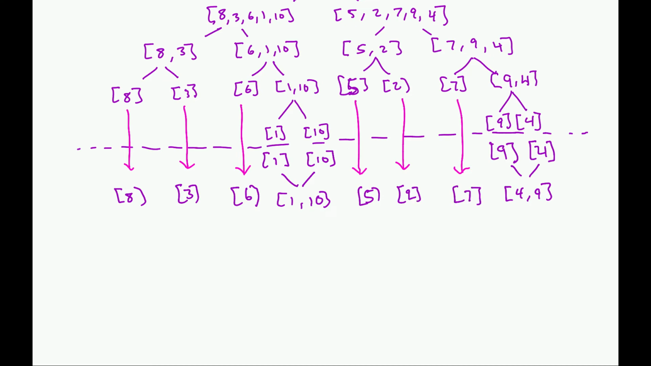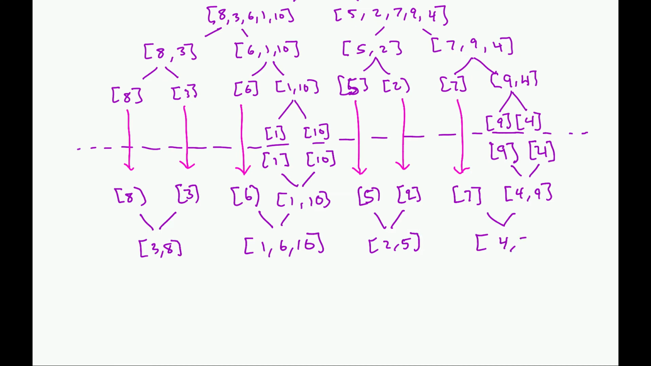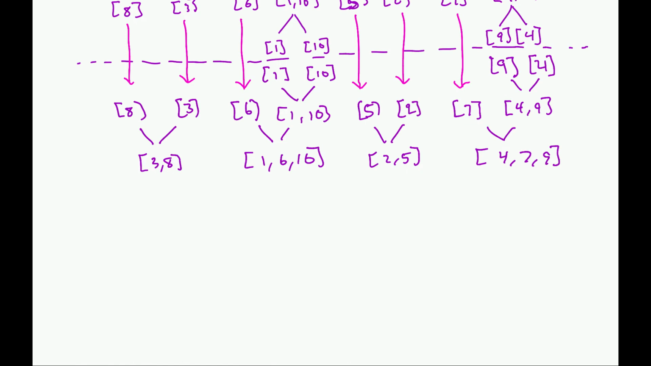And then we can start combining them again. So the 8 and the 3 will become a 3 and an 8. The 6 and the 1 and the 10 will become a 1, 6, 10. The 5 and the 2 will become a 2 and a 5. The 7 and the 4 and the 9 will become a 4, 7, 9, right? Keeps them sorted as you go.